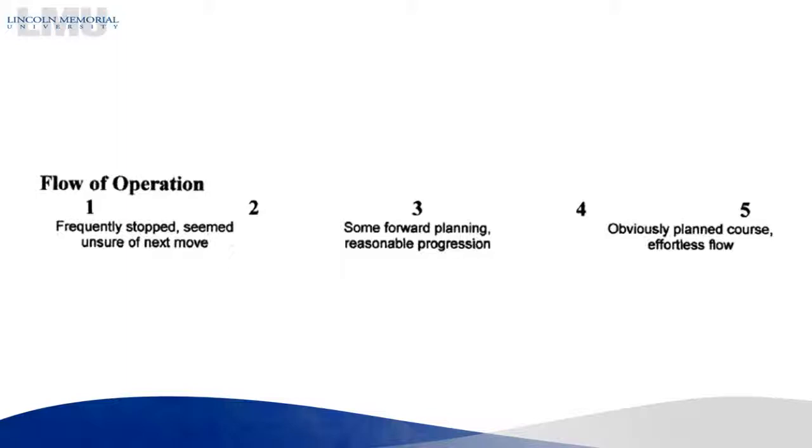3 is a student who has some forward planning. They seem to know the direction that they're going. They've got a reasonable progression through the tasks. That's a 3. And a 5 is a student who has obviously planned the course. They know what all the steps are, they're comfortable going through those steps, and they have effortless flow.